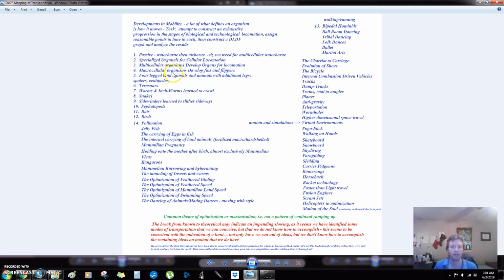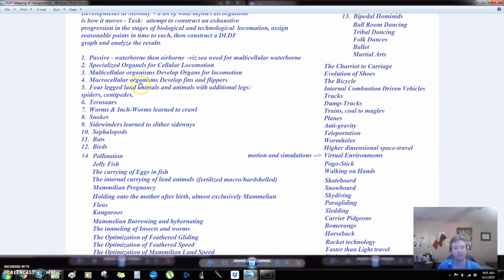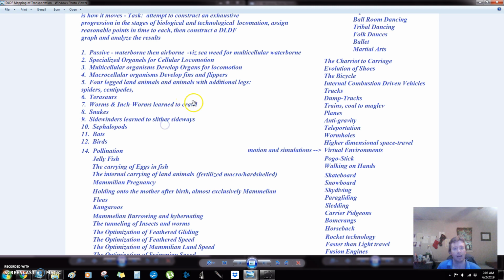What we're going to be doing now is, see, this is a rough draft list of all of the biological and technological developments in transportation or otherwise mobility, and we're going to have to research each one of these. And this is a rough draft. We need to research each one of these categories or subcategories, I would say, and get the best estimate of when these came about.